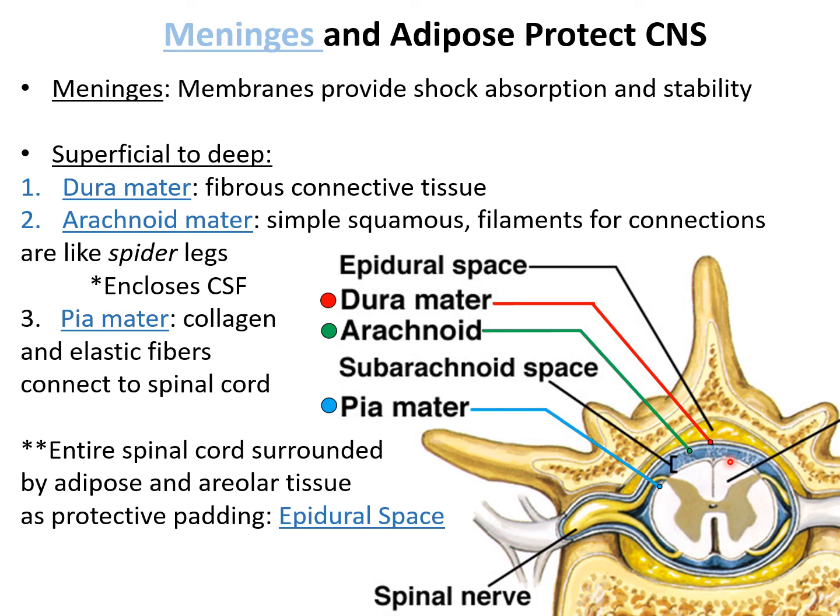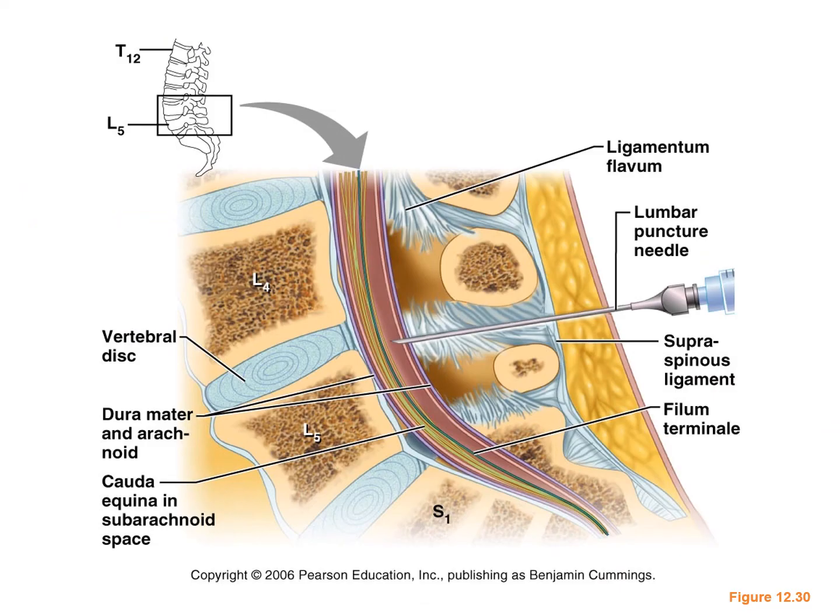Again, I want to bring your attention back to this fatty tissue surrounding the entire spinal cord. There is adipose and loose areolar connective tissue providing padding to the entire spinal cord. That padding, that fatty tissue, is stored within what is called the epidural space. Of course, you have heard of epidurals before, not necessarily as a space around your spinal cord, but instead as a treatment.